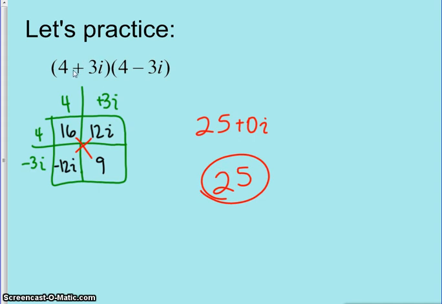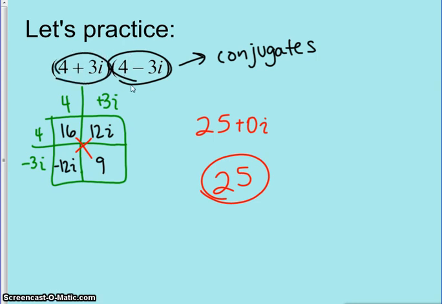Now if you'll notice, all I had to do was take the same complex number and change the sign, and I got rid of my imaginary part. This is what we call conjugates. This second complex number is a conjugate to the first, and the first complex number is a conjugate to the second. They are conjugates of each other. This is going to be important when we talk about division of complex numbers in our next video.